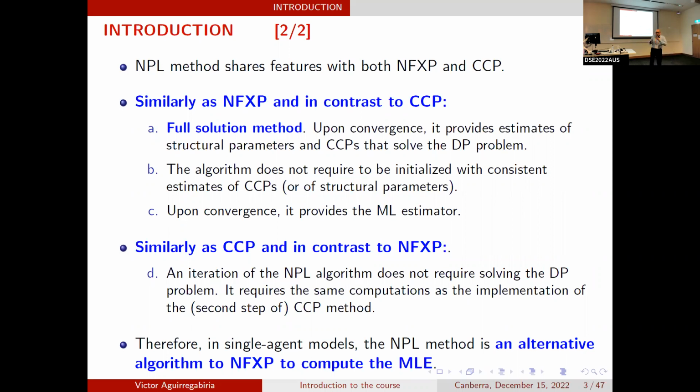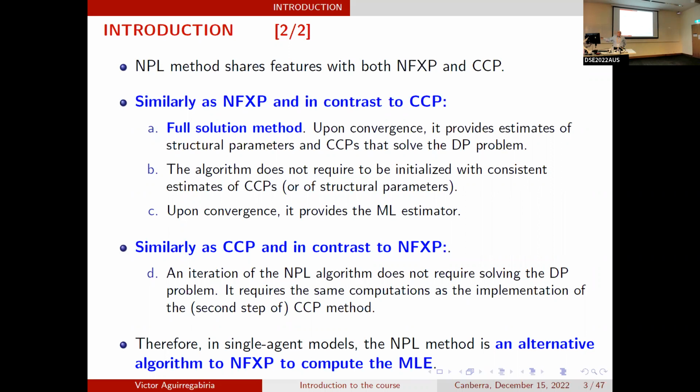Okay. And without the finite dependence property, the computation of the CCP method requires making some valuation exercise to obtain some values. Okay. And this valuation is the same type of computation that we need for one iteration of the NPL. Okay, and one iteration of NPL has exactly the same cost as implementing once the CCP method.